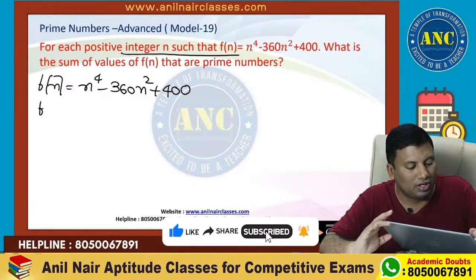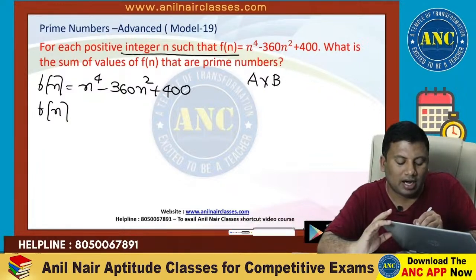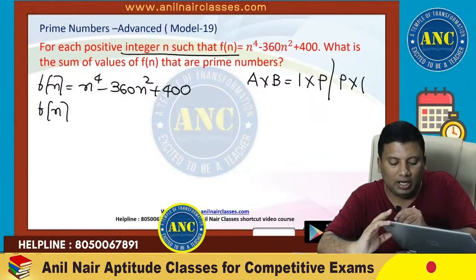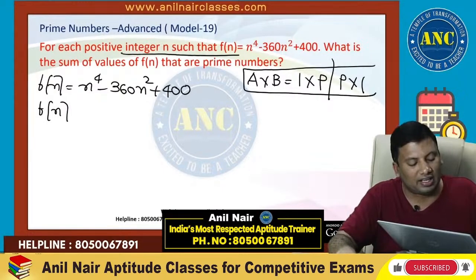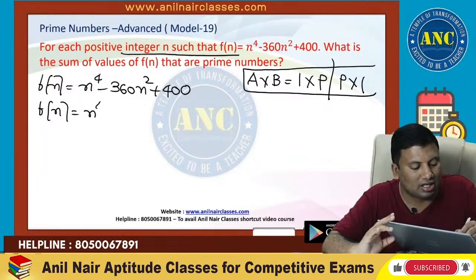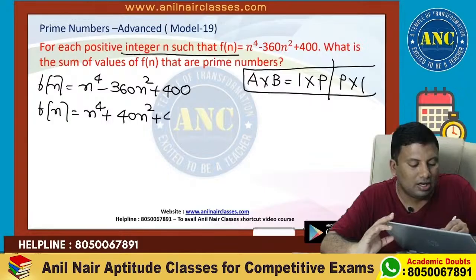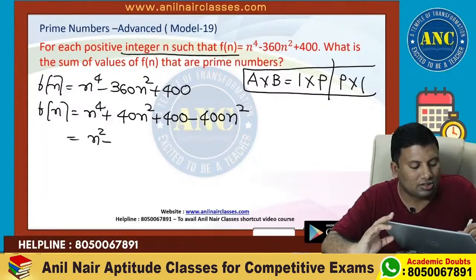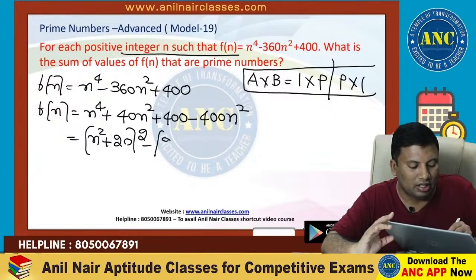So what you do is, what is the concept of a prime number? Write it down as a product of two factors, 1 into p or p into 1. Only two distinct factors, 1 and itself. So this is nothing but n power 4 plus 40 n square plus 400 minus 400 n square. This is nothing but n square plus 20 whole square minus 20n whole square.